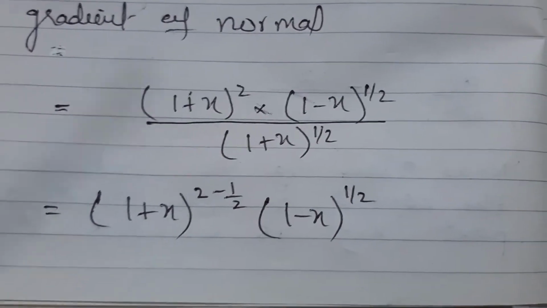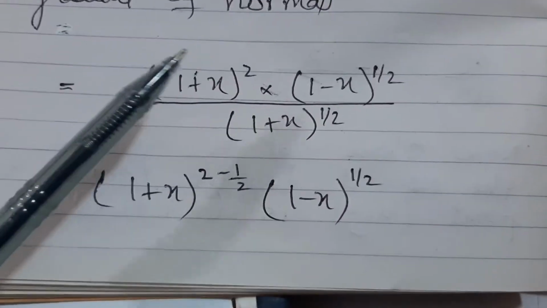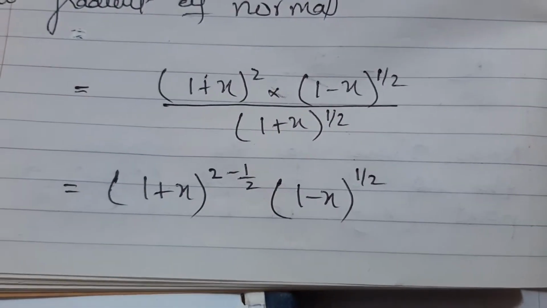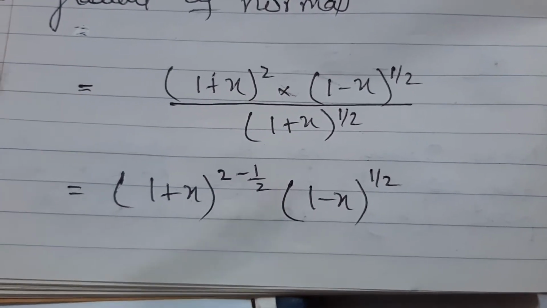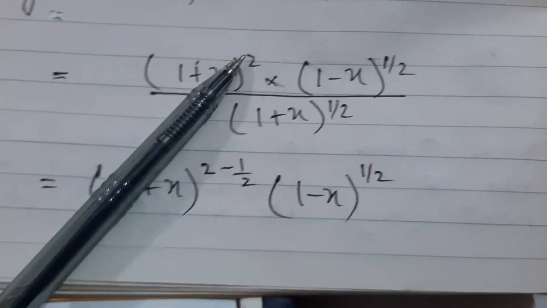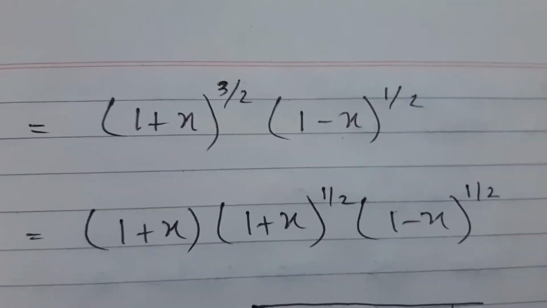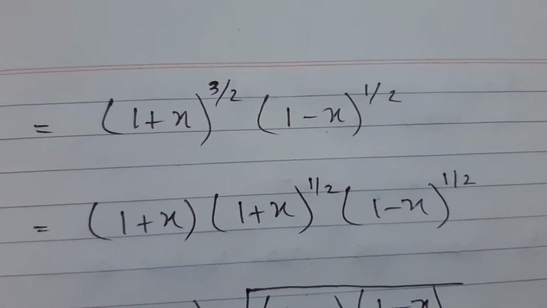So let's see what I'm doing here. If you see, this and this are the same. So if I apply the concept of indices and consider this as a base, I can take this up. So 2 minus half, this is what I'm doing here. So it will become 2 minus half is equal to 3 over 2.